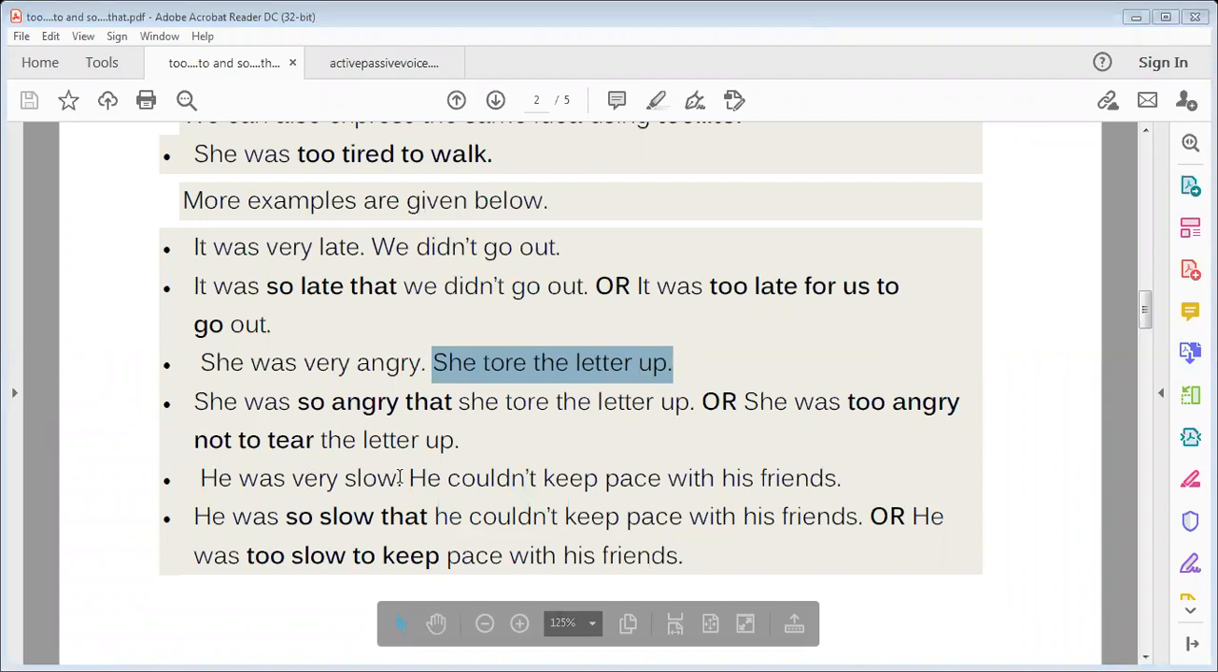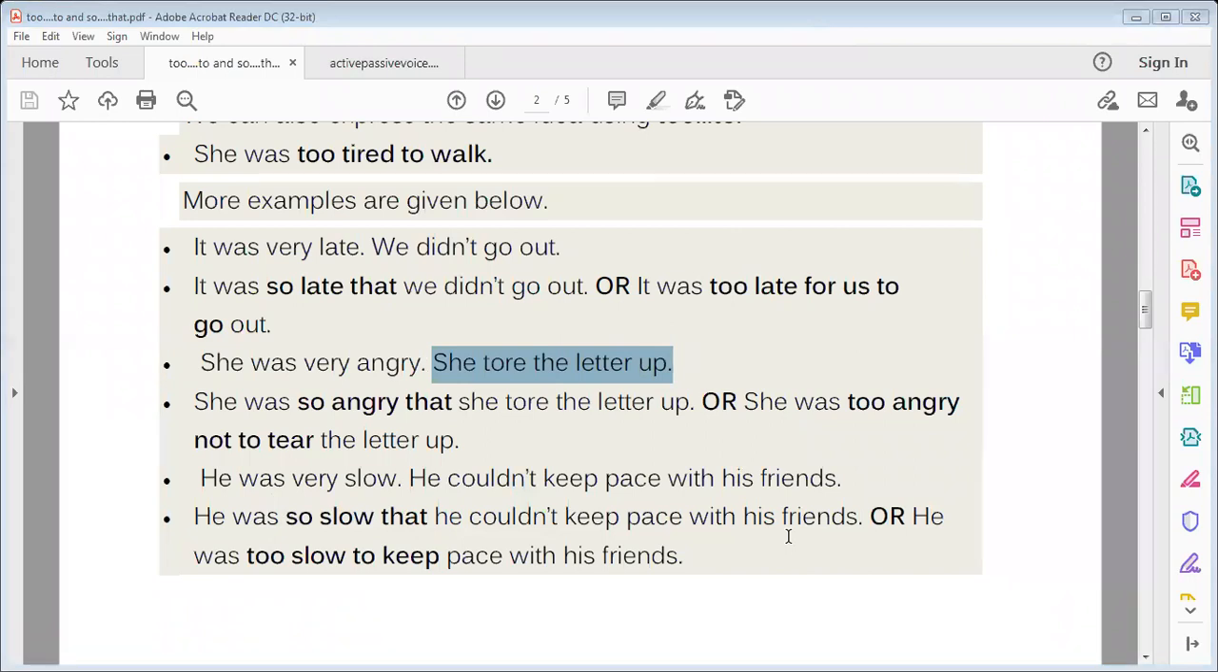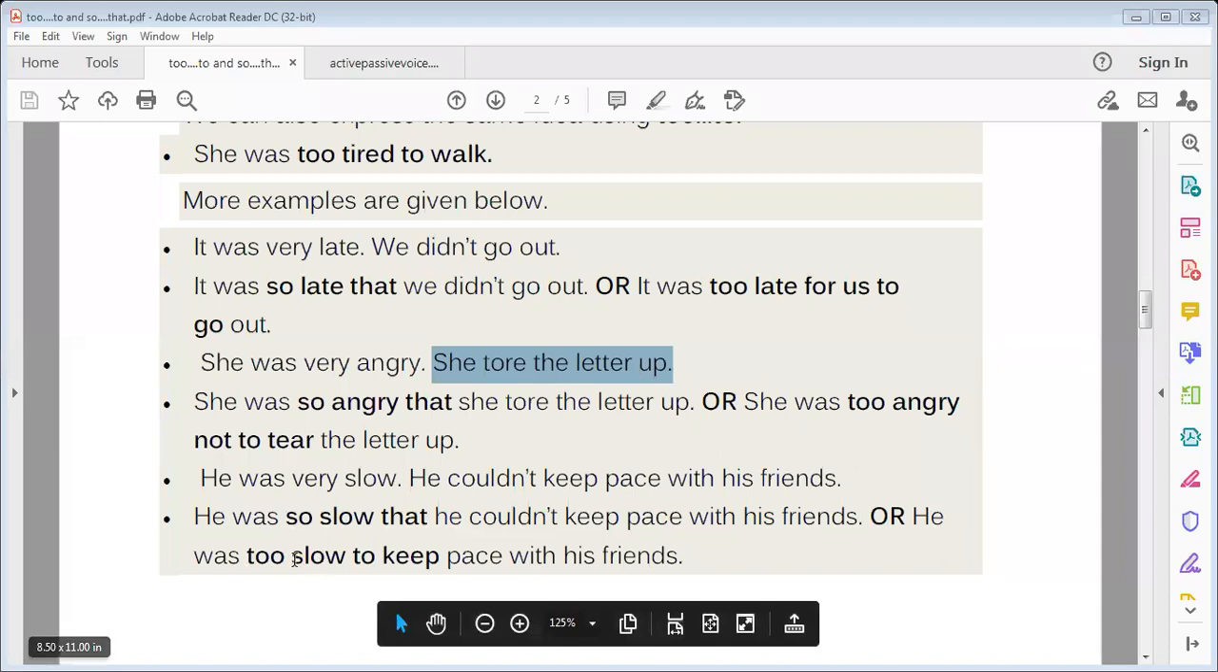He was very slow. He couldn't keep pace with his friends. He was so slow that he couldn't keep pace with his friends. Or you can write, he was too slow to keep pace with his friends. See, too plus adjective or adverb plus to plus verb to keep.